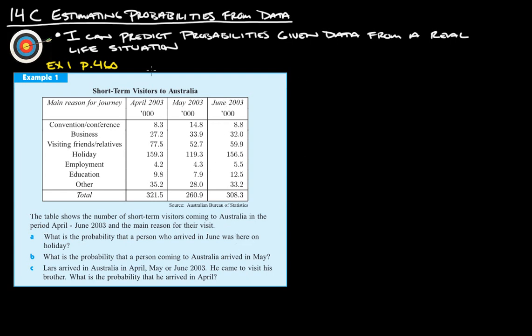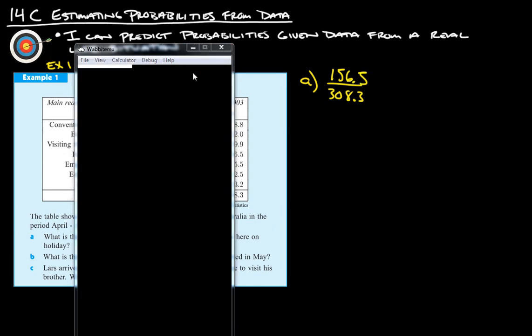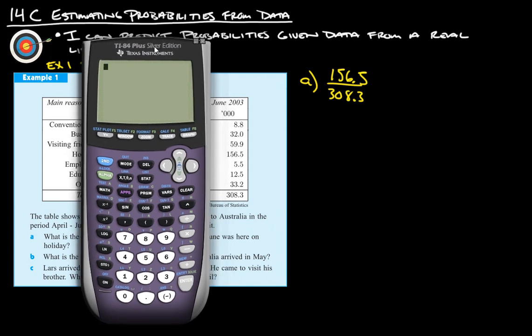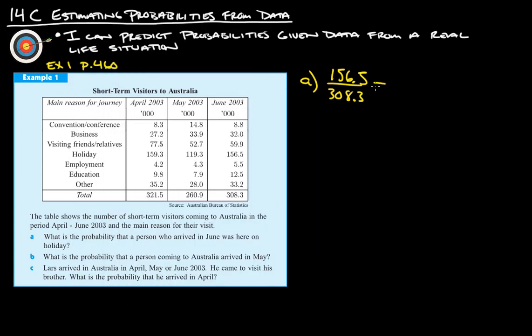So, let's see, A. They arrived in June. All the total possibilities: there's 308.3 thousand people that arrived in June of 2003. And of those, the people on holiday were 156.5. 156.5 of them. So let's calculate that out, see what we get.